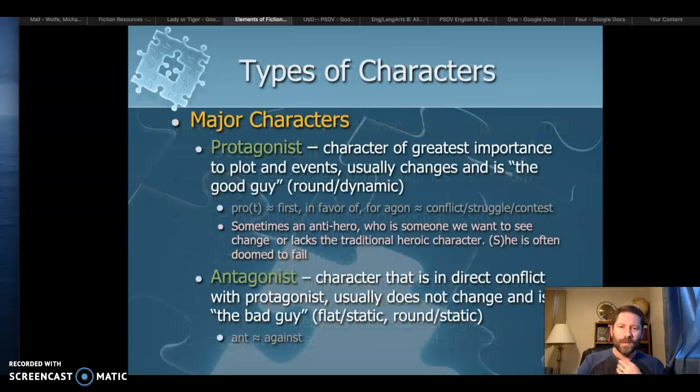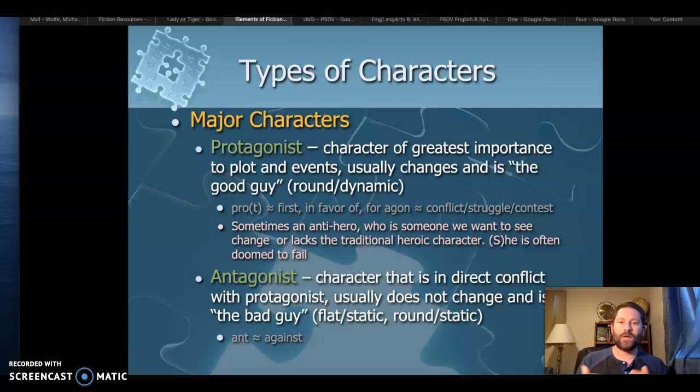So in terms of types of characters, we have our major characters, right? That's our protagonists and our antagonist, those are the two main guys. Now, our protagonist is the person we're rooting for, right? The character of greatest importance to plot events and usually changes and is the good guy. So they're round and a dynamic character, usually.